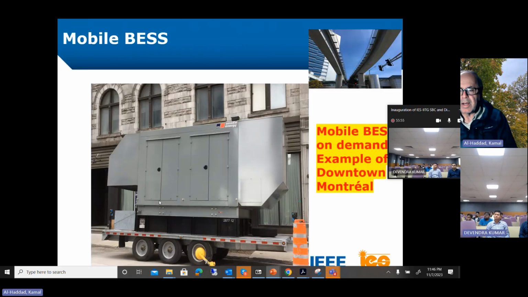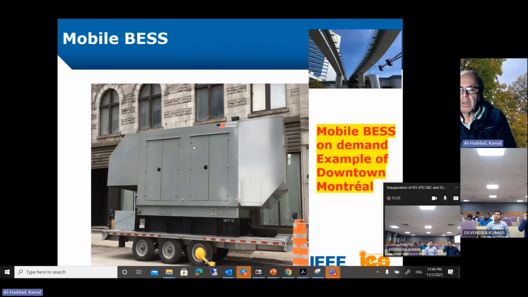This is another example nowadays. Also, you can see battery energy storage systems moving around when you have a fault on the utility side. Instead of bringing a big diesel generator to supply the neighborhood, now we are bringing a less noisy, less polluting type of battery energy storage system, based on lithium-ion batteries.